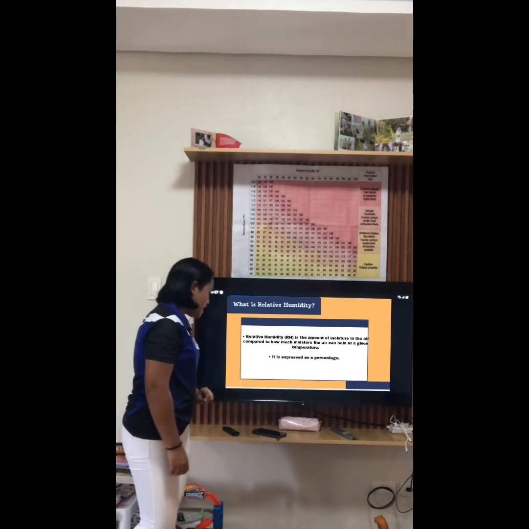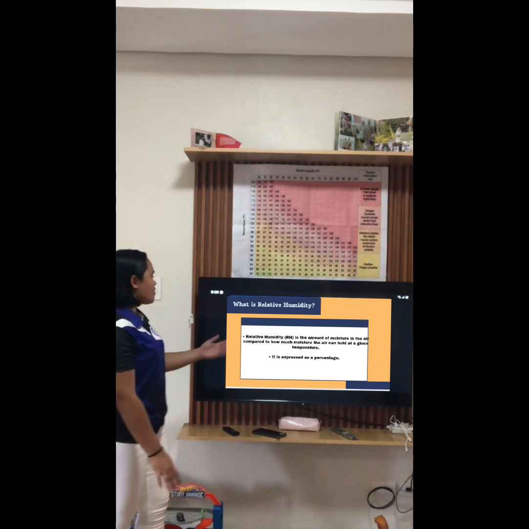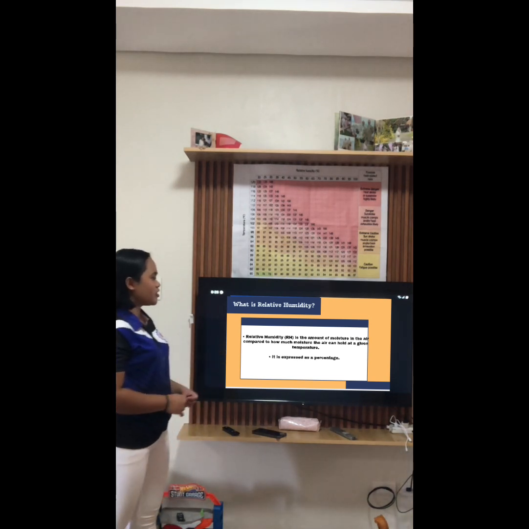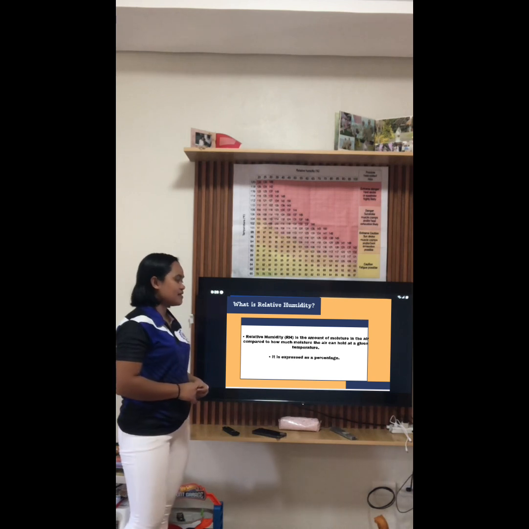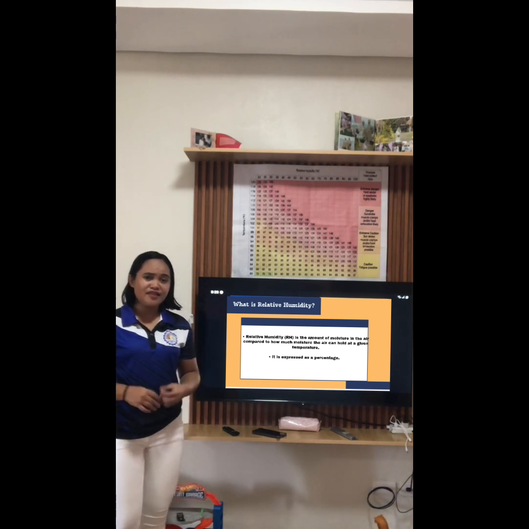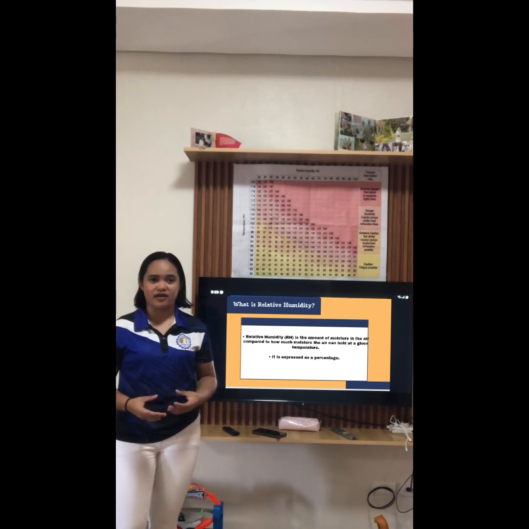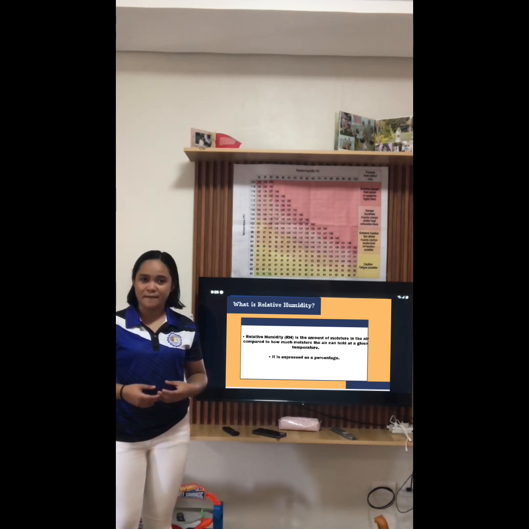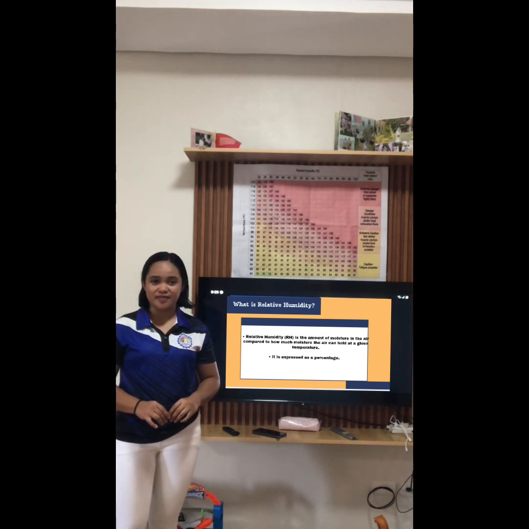Before that, let's know what relative humidity is. Relative humidity is the amount of moisture in the air compared to how much moisture the air can hold at a given temperature. It is expressed as a percentage. The relative humidity tells us how much moisture is in the air relative to its capacity. When the air is fully saturated, the relative humidity is 100%.